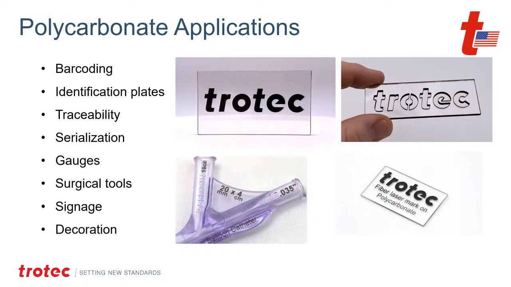More common applications for this is barcoding, as I mentioned earlier, identification, traceability, serialization, gauges, surgical tools, signage, decoration, all very viable applications. And you see the little flow directors and stuff like that. You get catheters and a lot of medical type stuff because they're made of polycarbonate for the durability, where the fiber laser is going to give them a contrast mark onto the surface of the plastic itself. Anything that you can think of, but now you truly have an understanding of what's possible with this material, what wavelength does what with the material, and just overall what it can do for you from a laser standpoint.